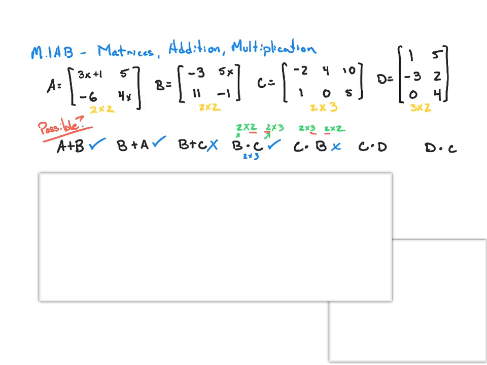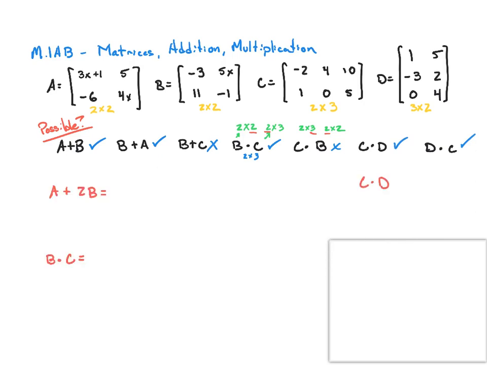Matrices C times D, so 2 by 3 times a 3 by 2. Yep, that works. And a 3 by 2 times a 2 by 3 for D times C. Yes, that also works. And so we're going to take a look at a couple of these examples here. We're going to do A plus 2B. And so we'll start with matrix addition, the more simple process here.